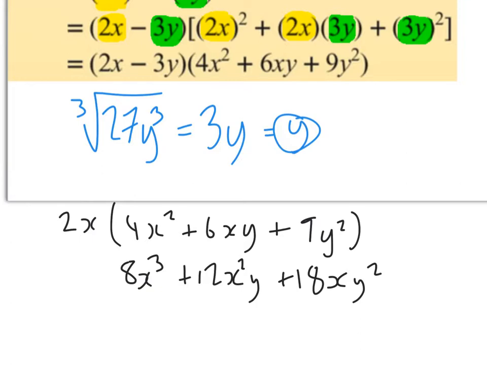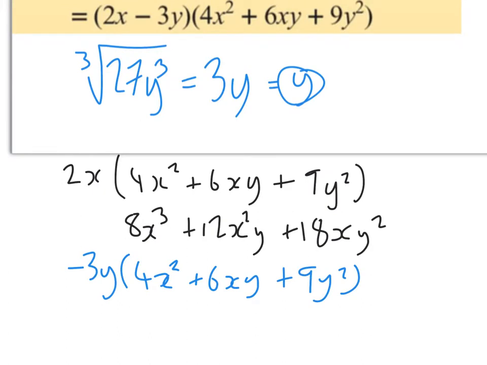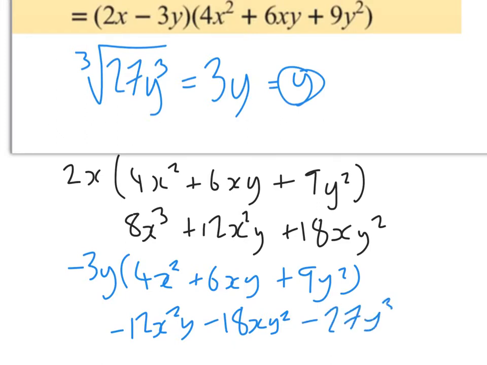Okay, so now I'm going to multiply minus 3y by 4x squared, and then minus 3y by 6xy, and then minus 3y by plus 9y squared. So minus 3y by 4x squared is minus 12x squared y. Minus 3y by 6xy is minus 18xy squared. Minus 3y by 9y squared is minus 27y cubed.